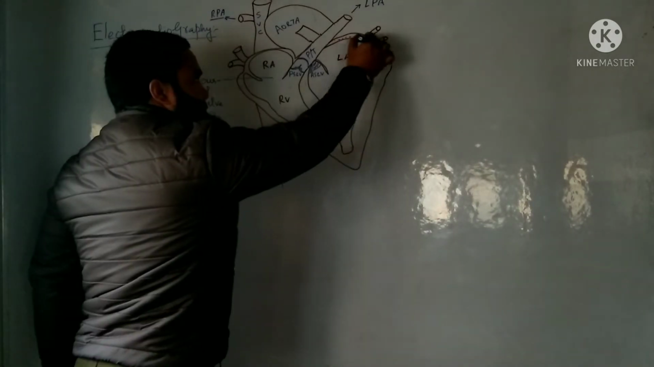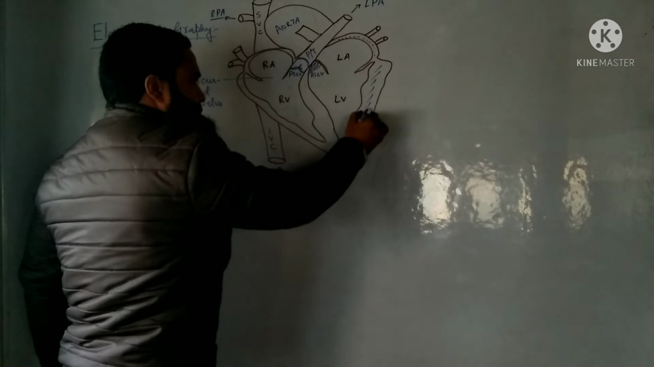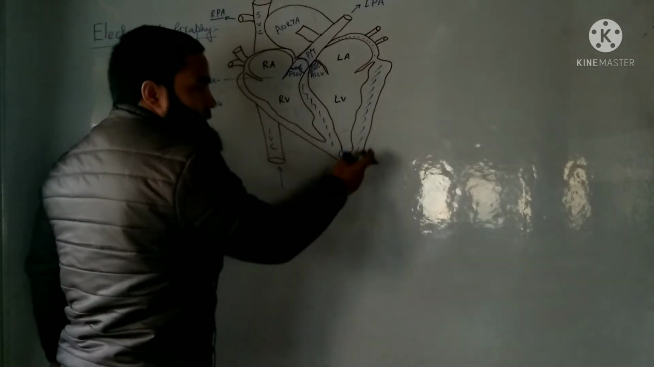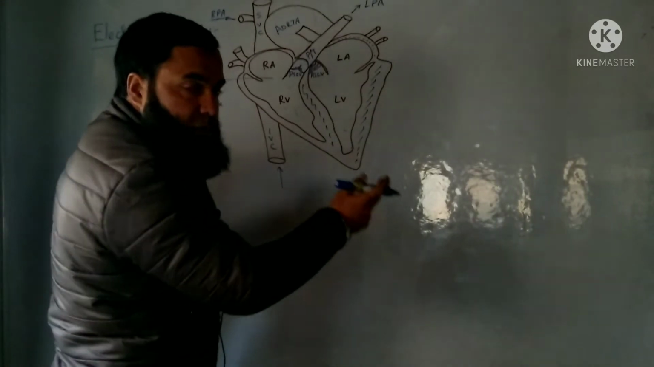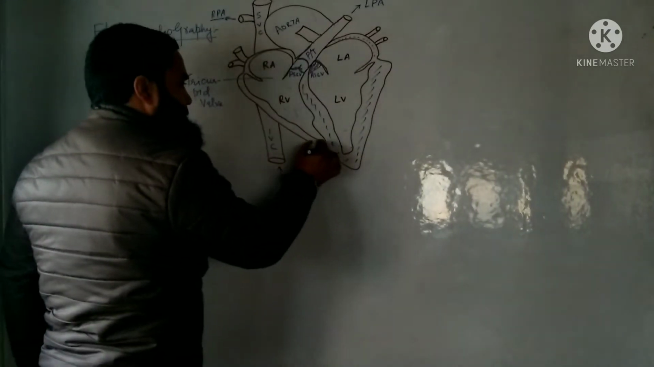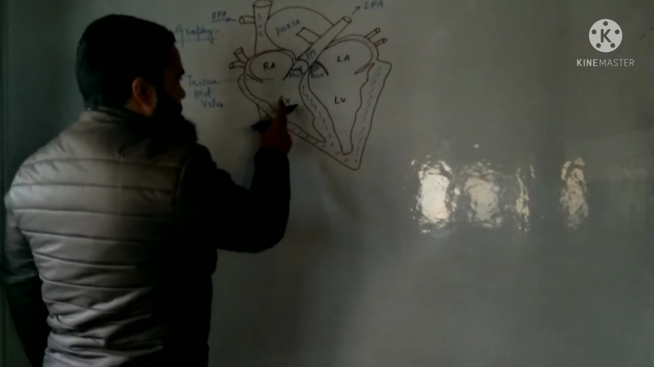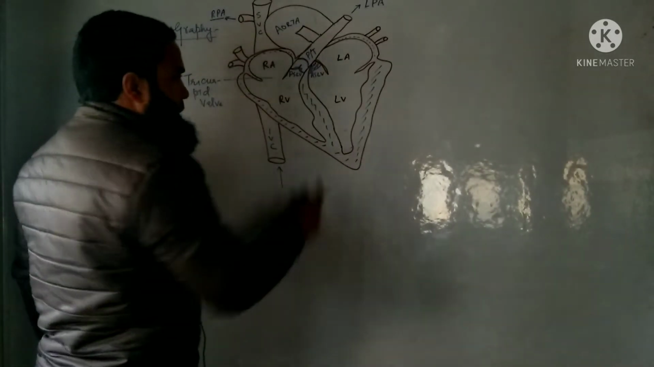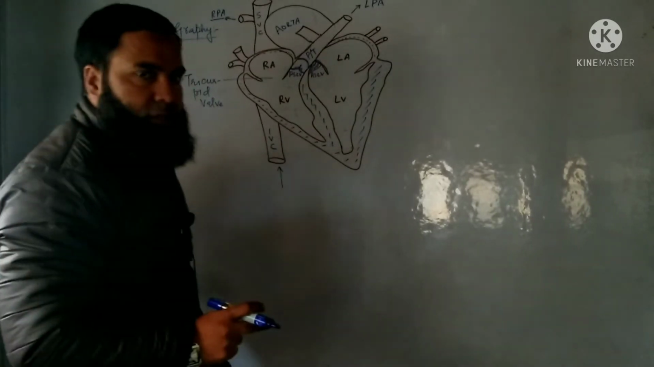And this is the wall of the left auricle. This is the wall of the left ventricle, and this is the thickest part of the heart. And this is the wall of the right ventricle, and this is the wall of the right auricle, and this is the septum between the right ventricle and left ventricle.